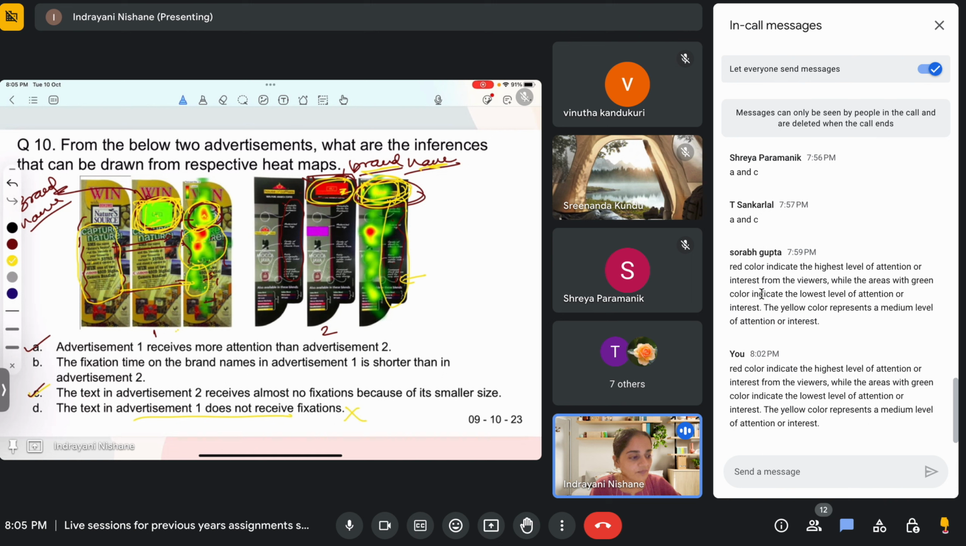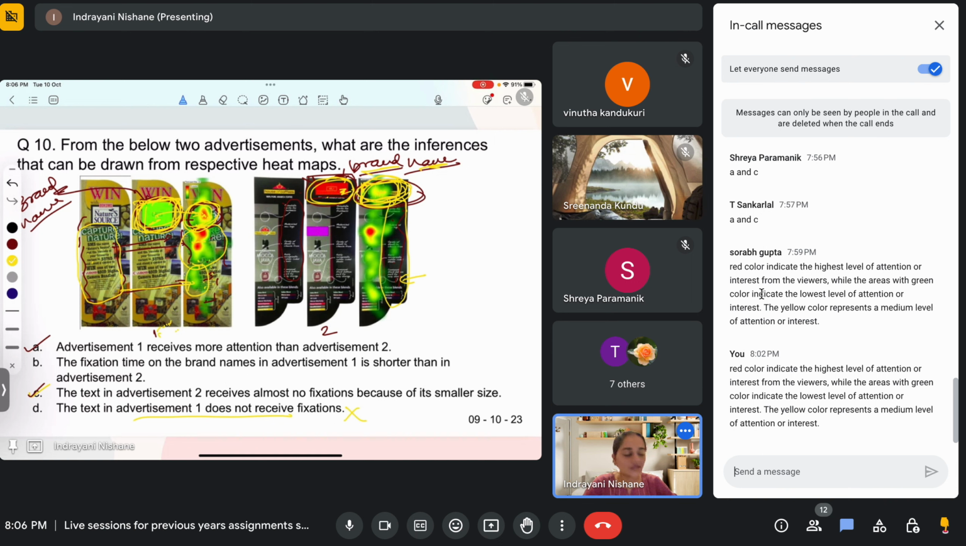This is the brand name for advertisement 2. So you have to see, are there any red dots here? Yes, there are. So there is a good amount of fixation happening in the brand name for advertisement 1. Are there any red dots here? No, but there are yellow. That means it is lesser than this, because here there is red, but here there is no red. It is yellow. That means for advertisement 1, the fixations are more as compared to advertisement 2.